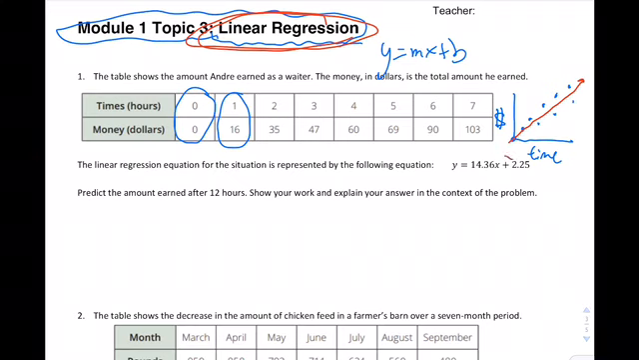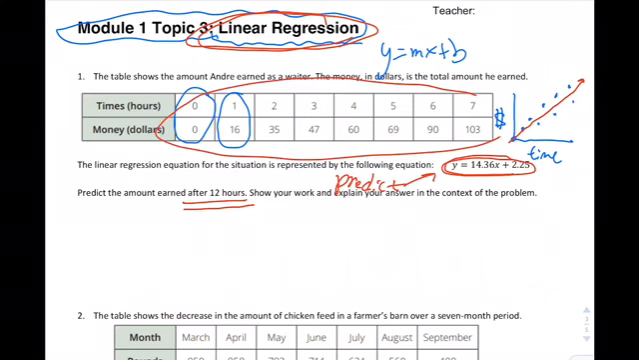And they give you what that linear regression equation is. It's y equals 14.36x plus 2.25. The question asks, predict the amount earned after 12 hours. If we look at the table, we see that the table doesn't go all the way up to 12. It ends at 7. When it says predict, that's what this regression equation is used for. The whole power of a linear regression equation is to predict things, because the actual values are given to you in the table, but the prediction is what the equation is.